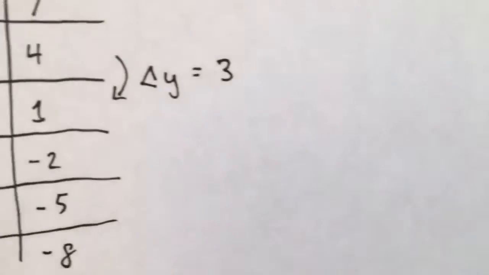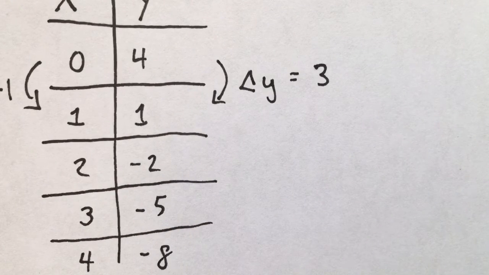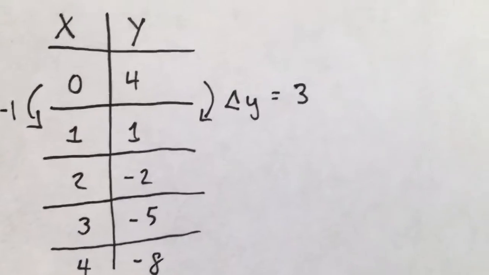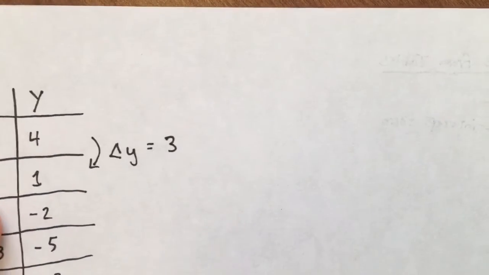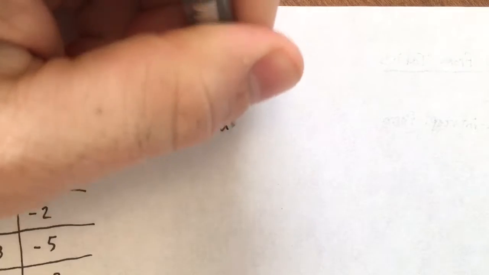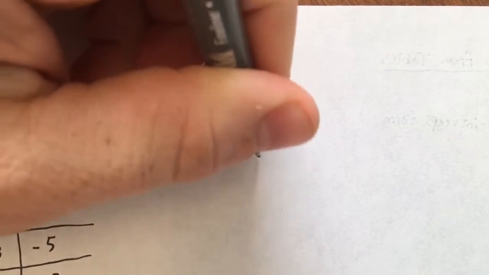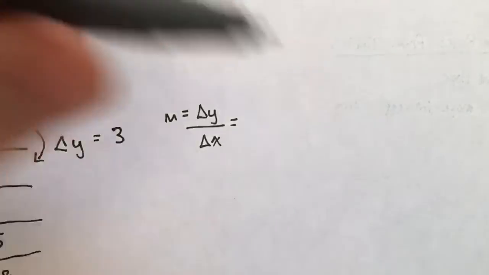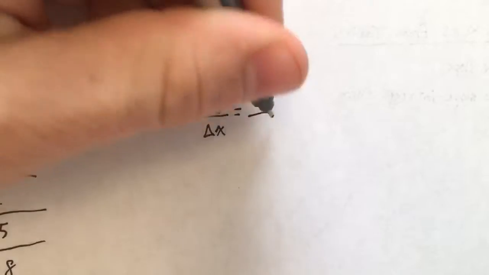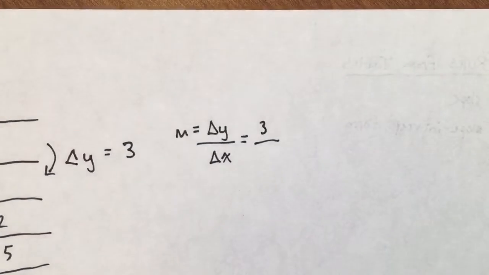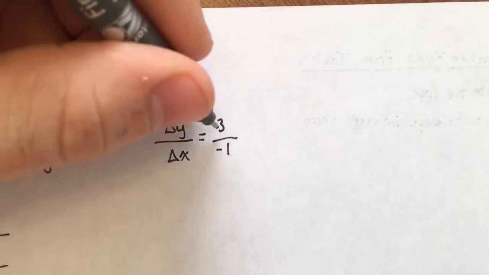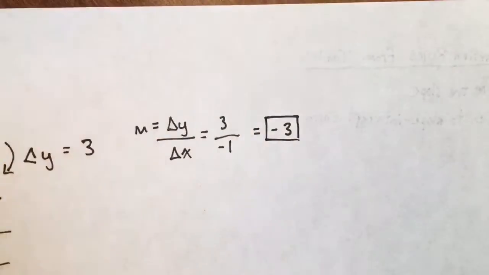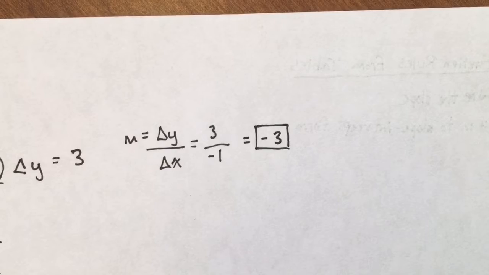Now, if you remember, to calculate your slope, hang on, let me fix my camera, it's kind of falling down a little bit. There we go. So to find your slope, remember it's delta y over delta x, and you just plug in the numbers that we found. Delta y was 3, and delta x was negative 1. So we get 3 over negative 1, which gives you a slope of negative 3. That's how you find the slope given a table.